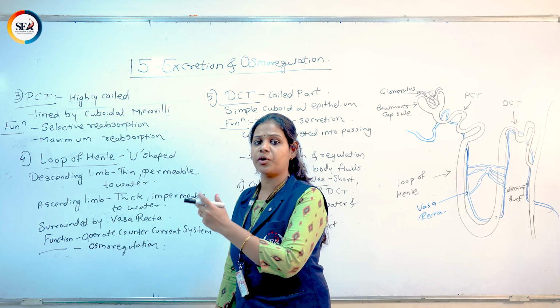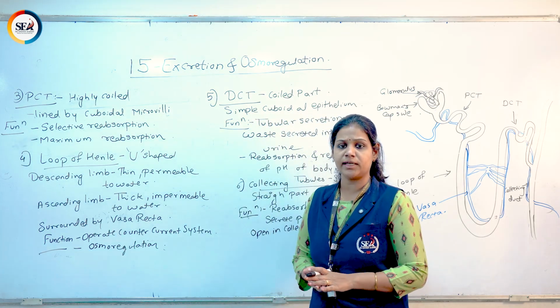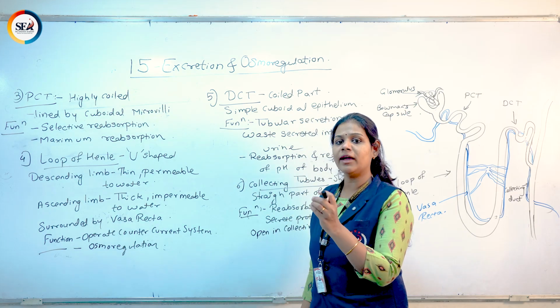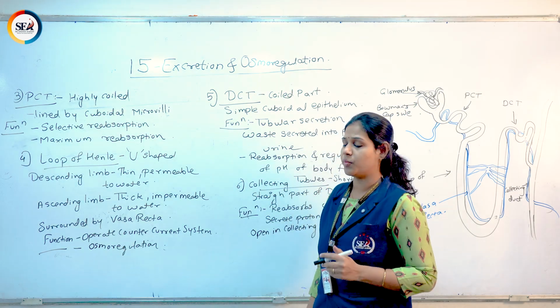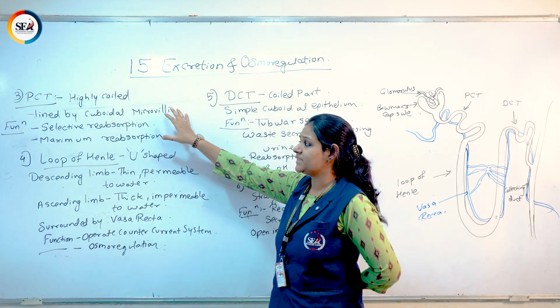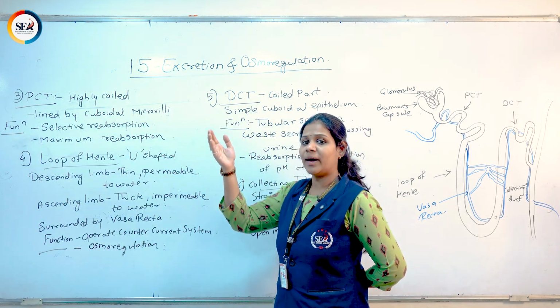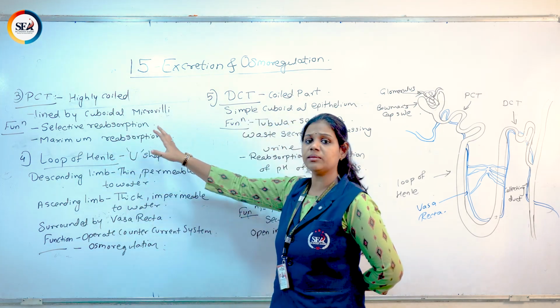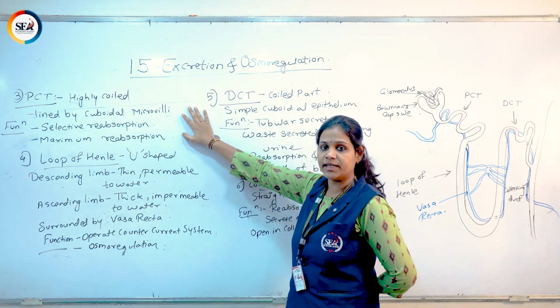The third part is the proximal convoluted tubule, that is PCT. PCT is a highly coiled part which is lined by cuboidal epithelium with microvilli, also called brush borders. Function of PCT is selective reabsorption. The PCT being the coiled part, passing of waste is through slow movement, and that is the reason why maximum reabsorption takes place in the PCT.